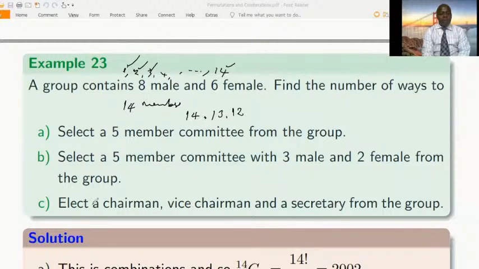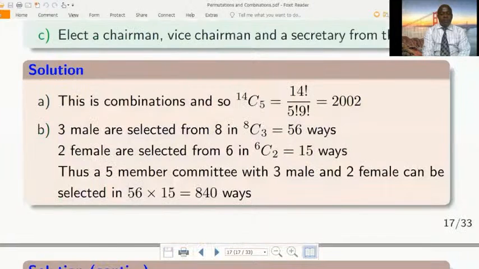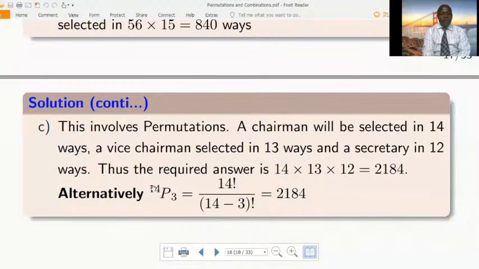So the question is, find the number of ways that you can elect a chairman, a vice chair, and a secretary from this group. So the number of ways is this product. This product gives you the number of ways. So this question, as I said, does not involve combination, but it involves permutation. And of course, it's just the same as permutation of 14 members, picking 3 at a time, and you get the same answer, 2,184.